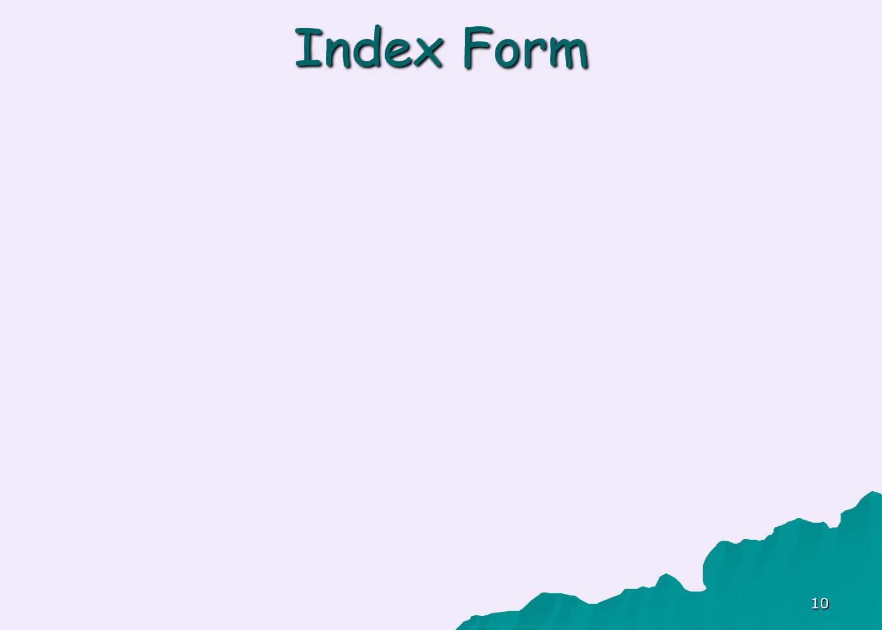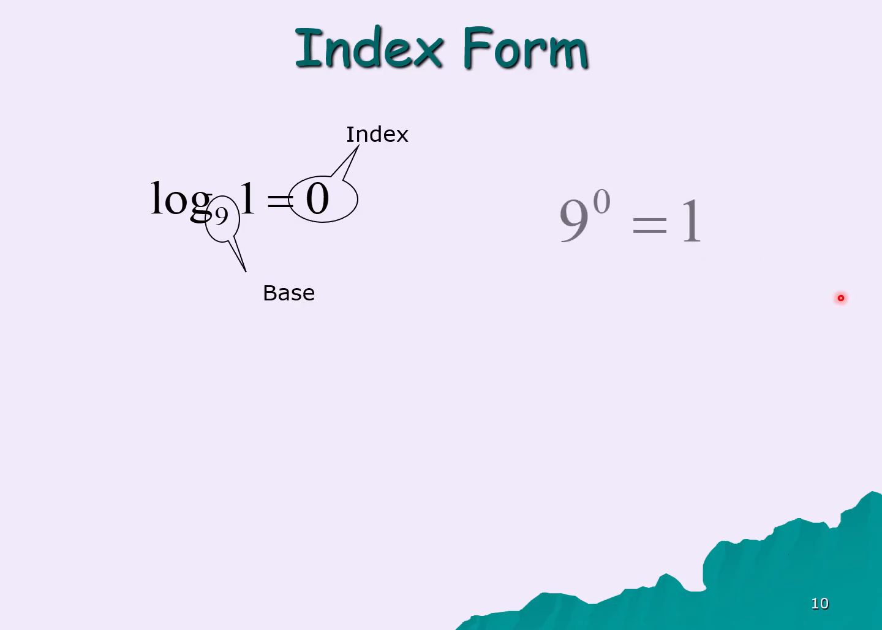Let's take a look at the last few examples. If I give you log base 9 of 1 equals 0, from log form, how can I rewrite it into index form? Again, I have the base, which is 9, and the index. So I rewrite it and I get 9 to the power of 0 is equal to 1.